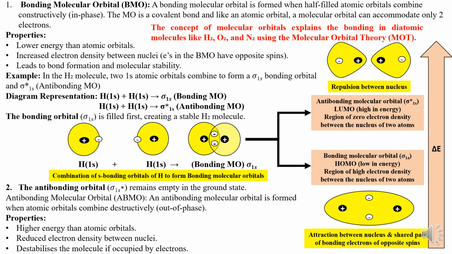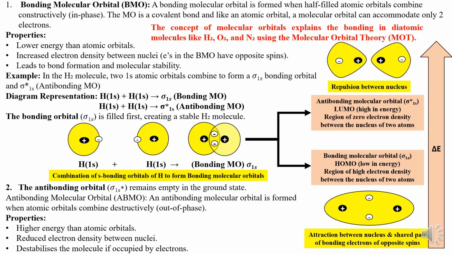So in the hydrogen molecule, two 1s atomic orbitals combine to form a bonding orbital as well as an antibonding molecular orbital. The most important thing to note here is that the bonding orbital is filled first, creating a stable hydrogen molecule, and this is followed by the antibonding molecular orbital. Now the antibonding orbital in the ground state remains empty, and only on excitation does it cause a transition to the antibonding molecular orbital.